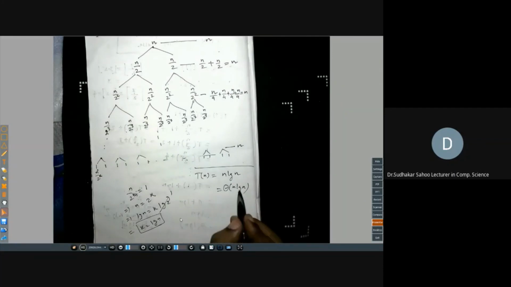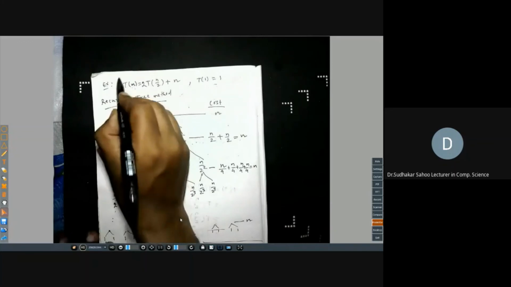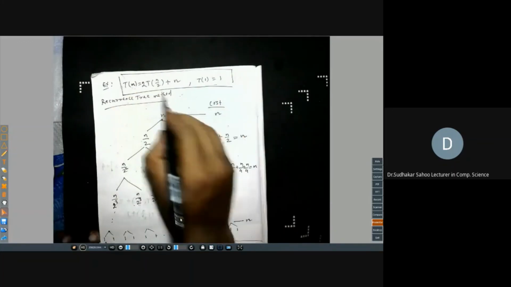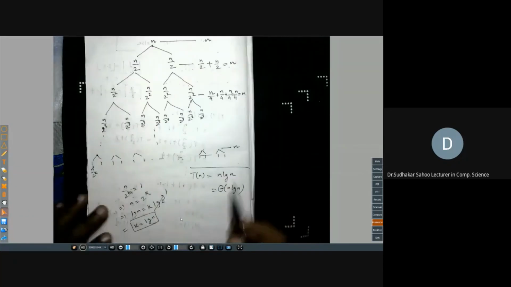You can represent it in terms of any notation. You can write big O notation. Theta means big O, and theta also means big omega. You can write any notation, but the better representation is theta. If you can write both upper bound and lower bound, that gives a better representation. So the solution of this recurrence equation is theta of n log n.